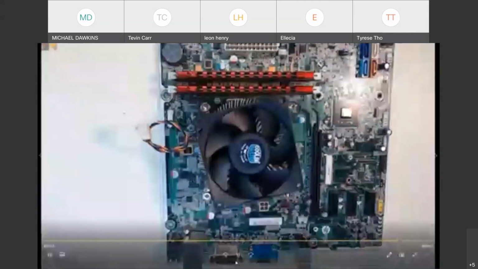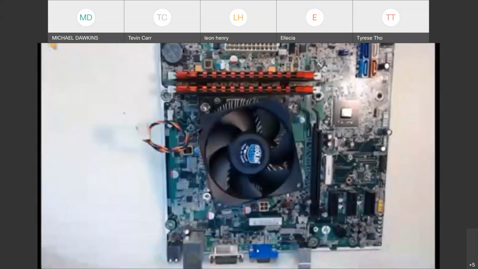This is exciting. Proceed onward in the course. We're almost ready to put this motherboard into the computer case.